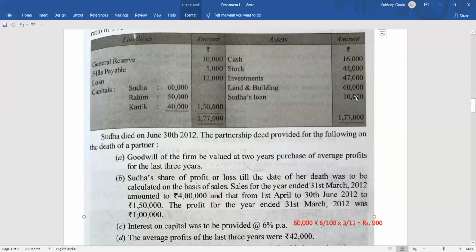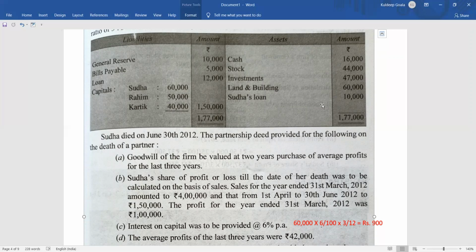And how to deduct from capital? The journal entry is like this. Sudha's loan account was debit because it was our asset. Okay, now we have to close it by crediting. So the journal entry will be like this. How? It will be Sudha's capital account debit to Sudha's loan account.